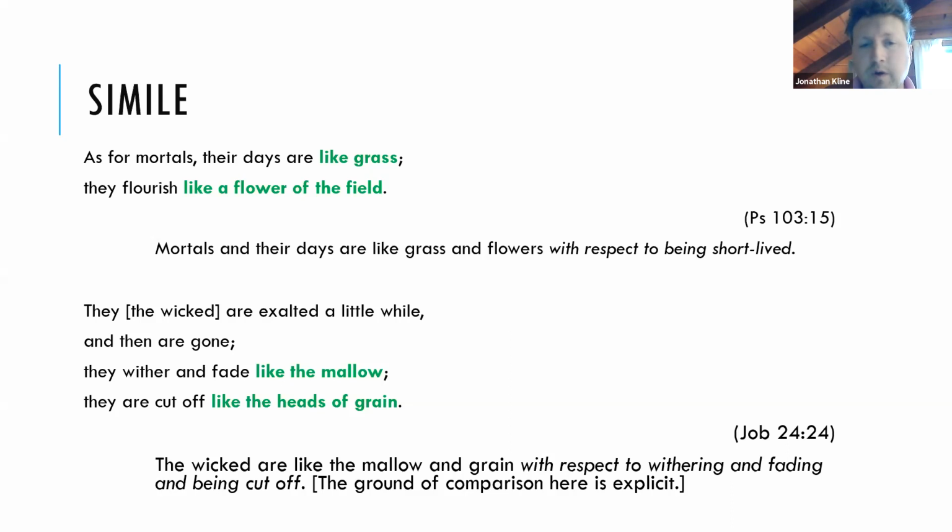Job 24:24 says, they, that is the wicked, are exalted a little while and then are gone. They wither and fade like the mallow. They are cut off like the heads of grain. So here the wicked are like the mallow and grain with respect to withering and fading and being cut off. And actually here the ground of comparison is explicit. It says exactly how the wicked are like mallow and heads of grain.